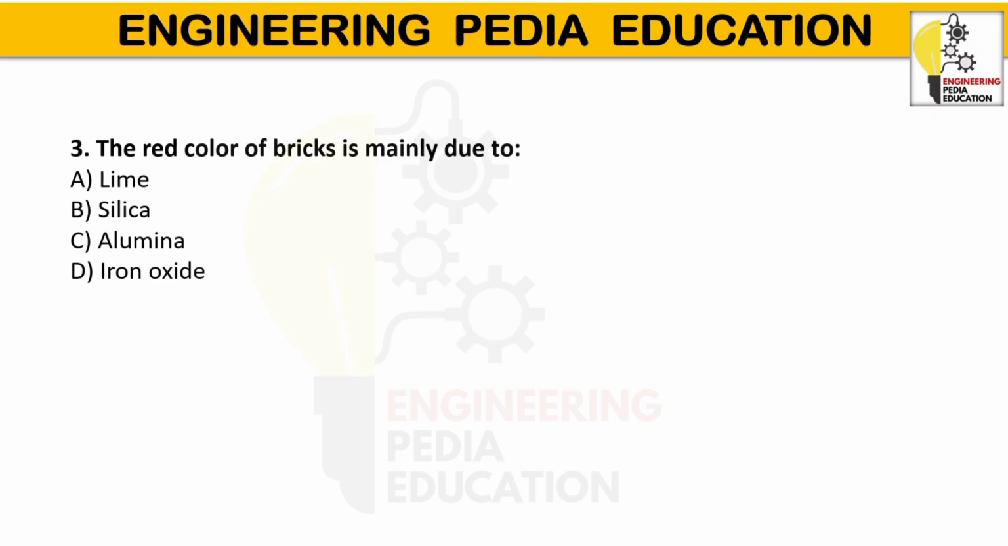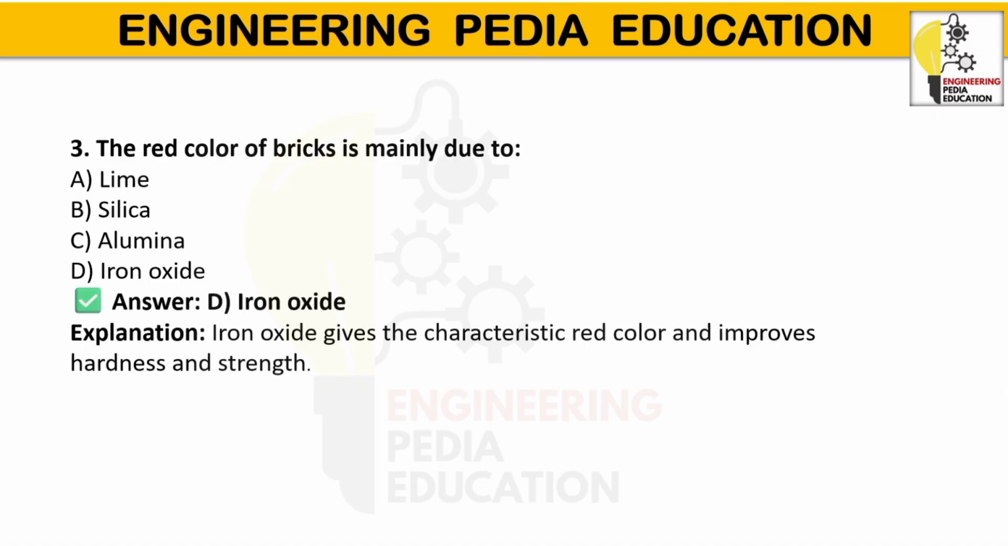The red color of brick is mainly due to lime, silica, alumina, or iron oxide? So the correct option is iron oxide. Iron oxide gives the characteristic red color and improves the hardness of brick. Its constituent usually is 5 to 7%, Fe2O3. Its function is to give the brick its characteristic red color after burning and also increase strength and hardness.